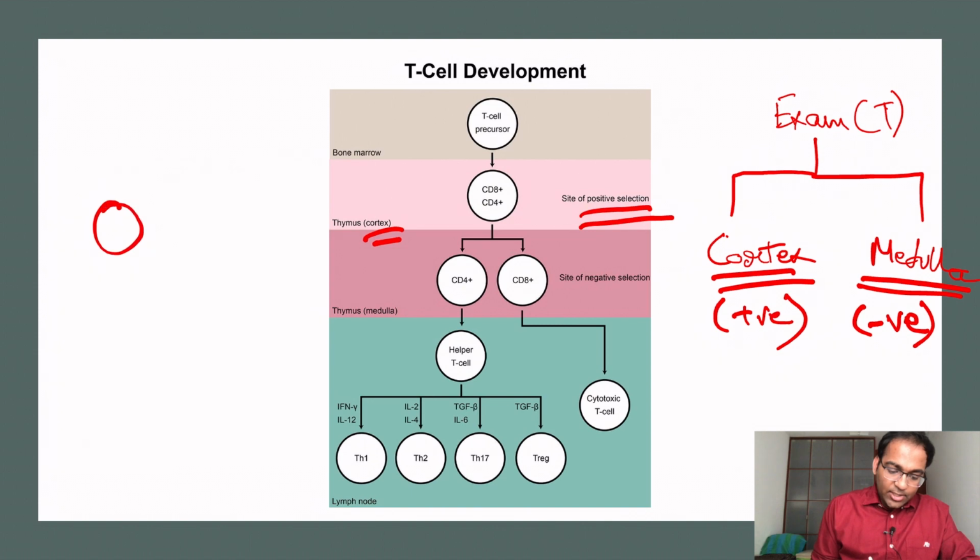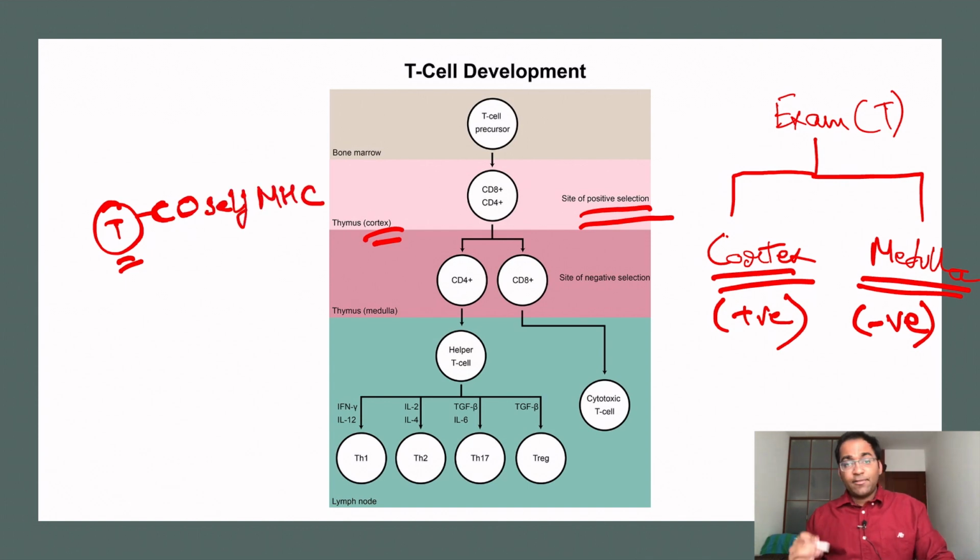So let's imagine that this is a T cell here and it is expressing a TCR or a T cell receptor. In positive selection, this T cell has to bind basically a self-MHC molecule. So those cells that bind the self-MHC molecule will survive. And those cells that don't bind self-MHC molecule will undergo apoptosis. So I hope the positive selection is clear.